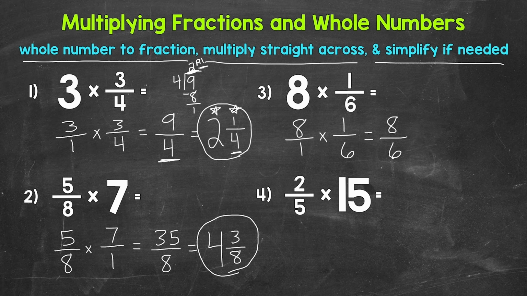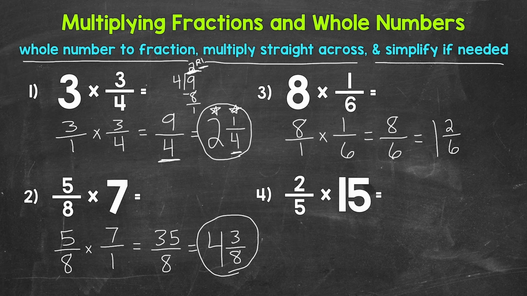So let's convert this to a mixed number. We need to do 8 divided by 6. How many groups of 6 in 8? Well, 1. That gets us to 6. We have a remainder of 2. And then we keep that denominator of 6 the same. So we get 1 and 2/6.